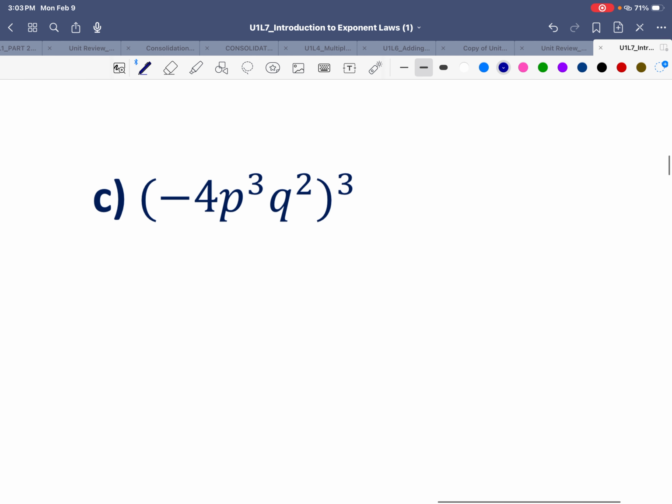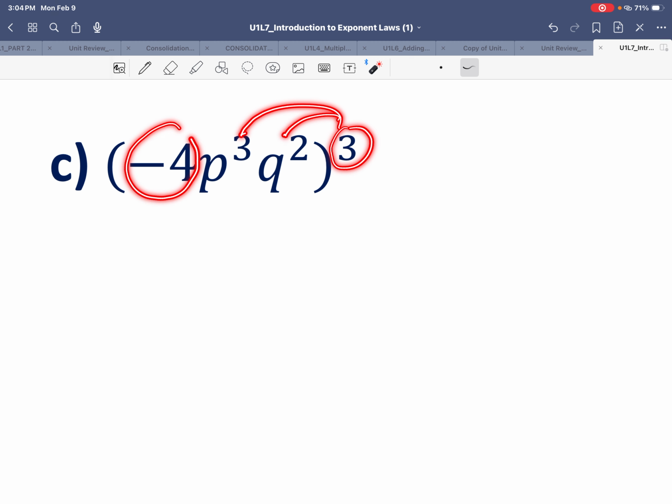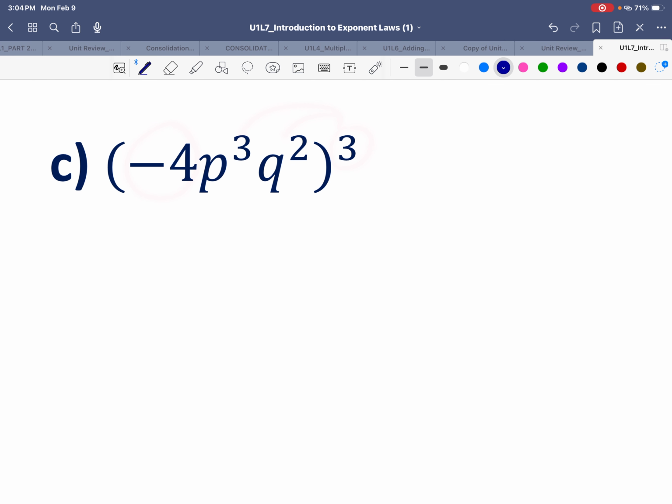Next, we have negative 4p cubed q squared, all to the power of 3. Now, one of the mistakes I notice people often make is they bring all the variables to the power of 3 and they forget about this poor little coefficient. This is inside the brackets. This is also brought to the power of 3. And please make note of it if you ever make this error.